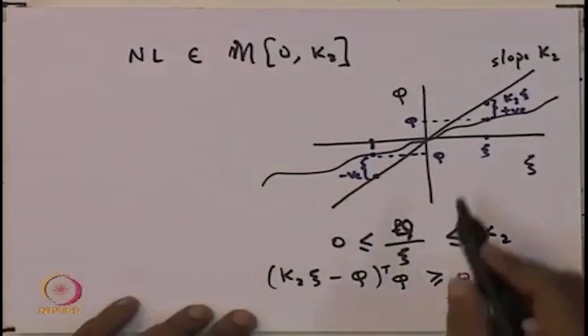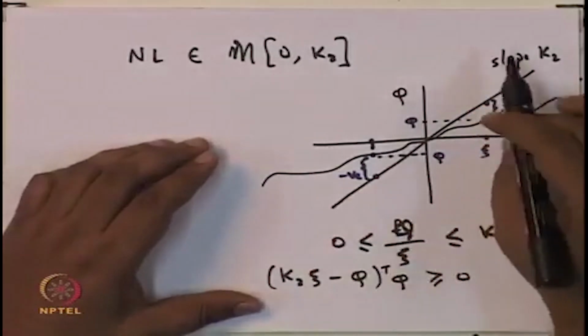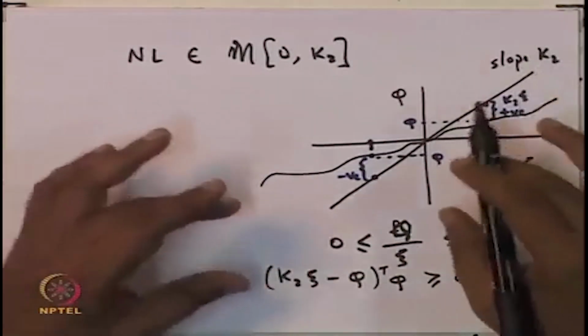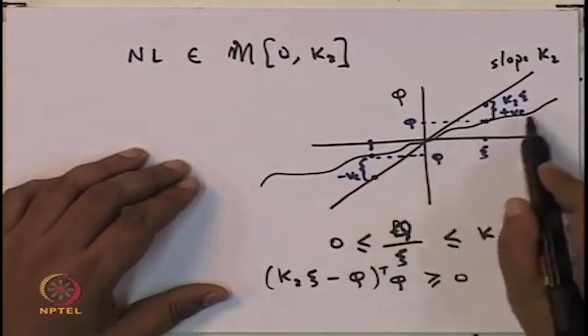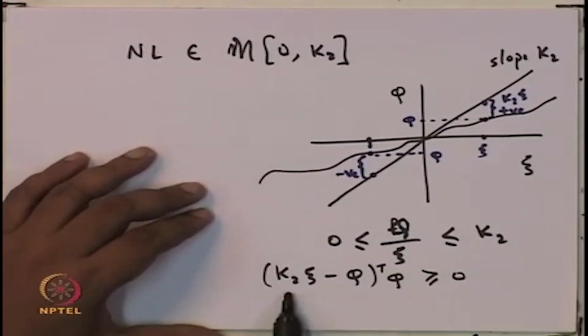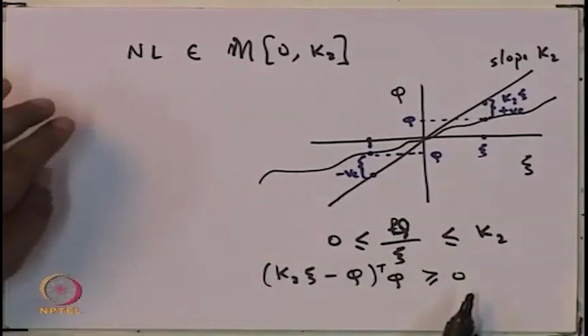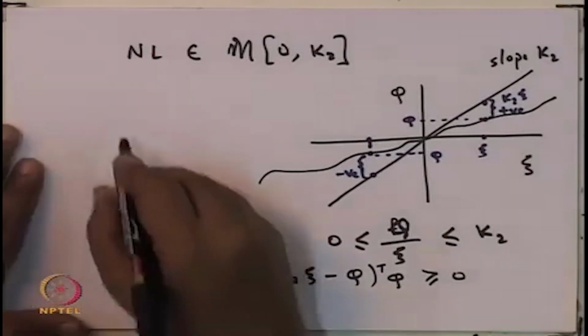And so, what I have really done is I have looked at this nonlinearity, and I have looked at a certain quadratic inequality which gets satisfied by any nonlinearity which lies in that sector. And now, I am going to use this particular quadratic relation to modify my original nonlinearity in such a way that now it becomes a nonlinearity in the 0 infinity sector. So, how do I do that?